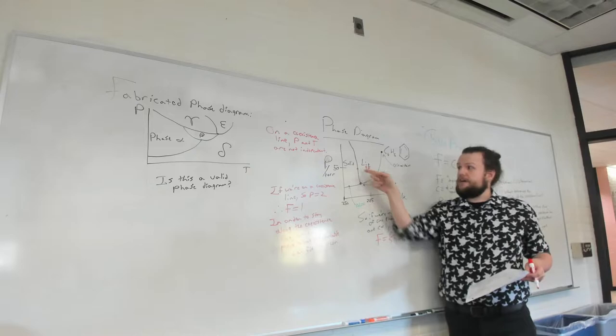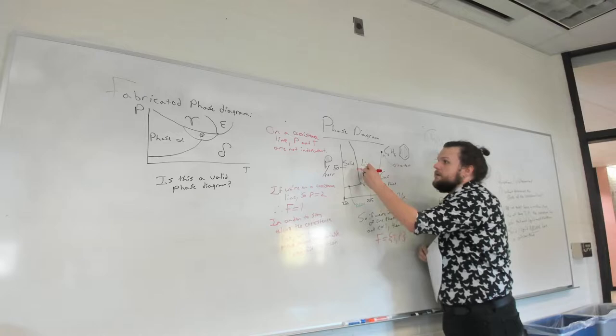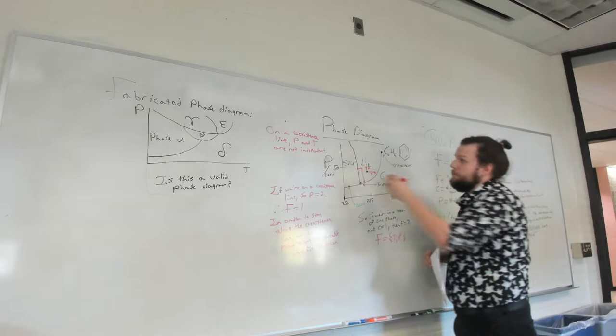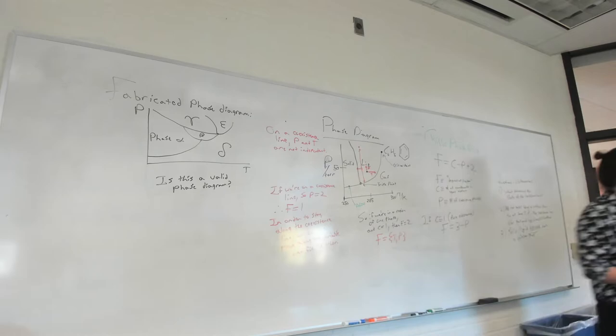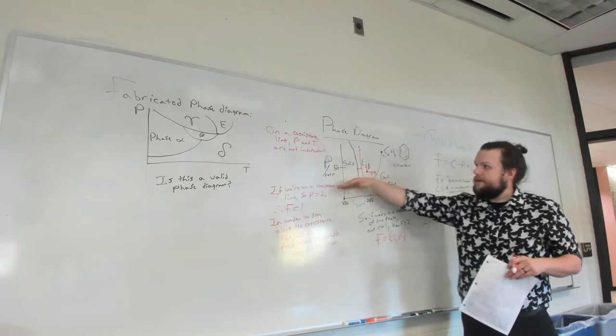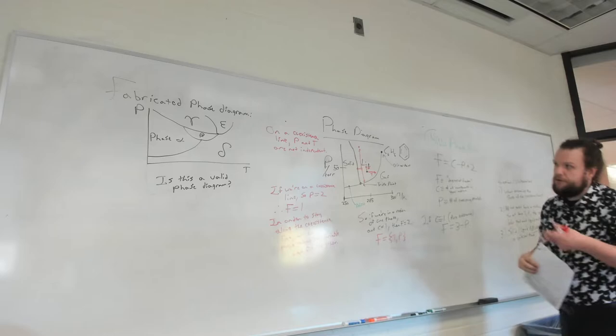If I move this way in temperature, then pressure has to decrease accordingly in order to stay on a coexistence line. But if I move temperature this way and then increase pressure, well then I'm here. Now I'm in one phase, so the coexistence goes away. These coexistence lines limit how you can change the thermodynamic variables, temperature and pressure in this case, in order to maintain that equilibrium between both phases.